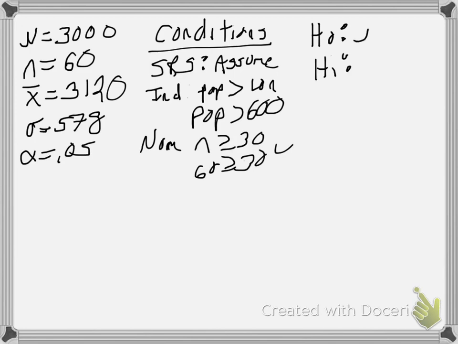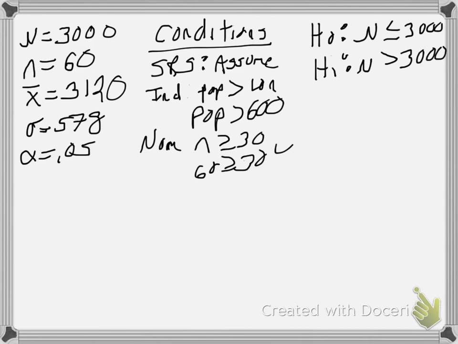Okay, so we know that mu is equal to 3,000, and we want to know if it's greater than, so we're going to say less than or equal to 3,000 for H0. If you just want to write equal to, that's fine. Just make sure that you don't assume that the next part is not equal to. H1 says we're looking for greater than, so it's greater than 3,000.